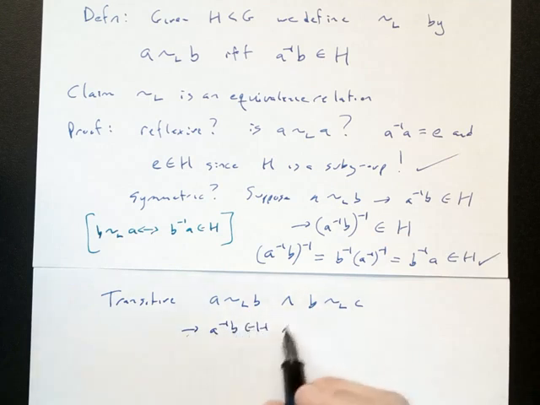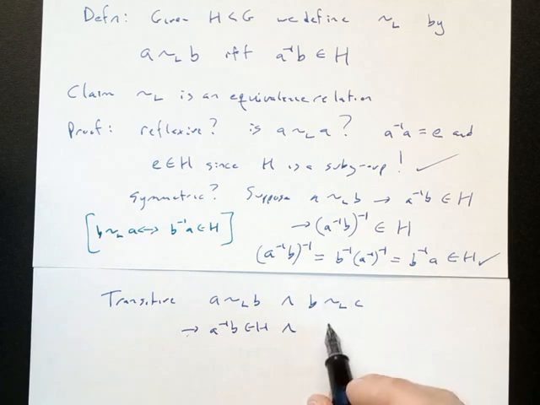What does this one tell me? B inverse C is an H. What do I want to end up with? A is related to B, and B is related to C. I want to show that A is related to C. A being related to C means what in terms of H? So I need to get A inverse C.